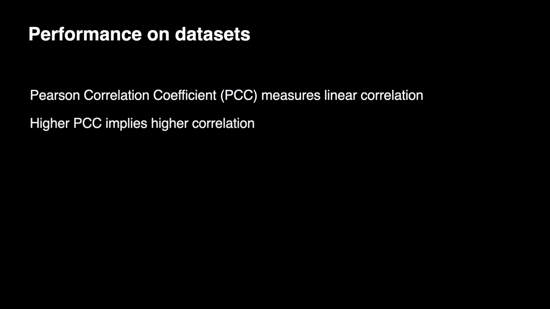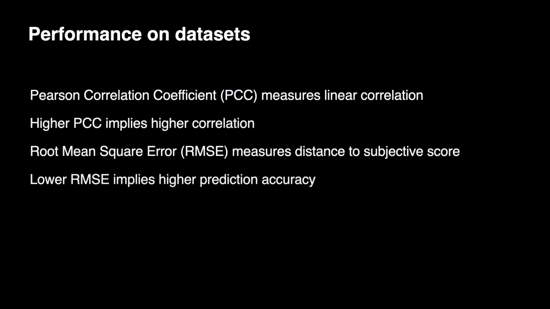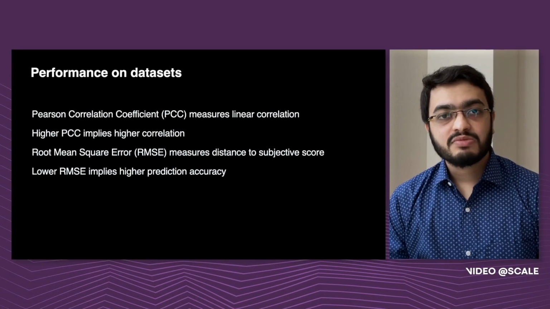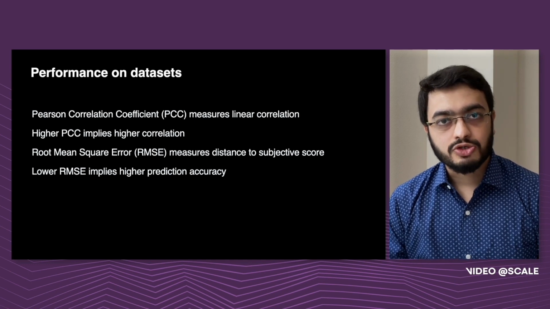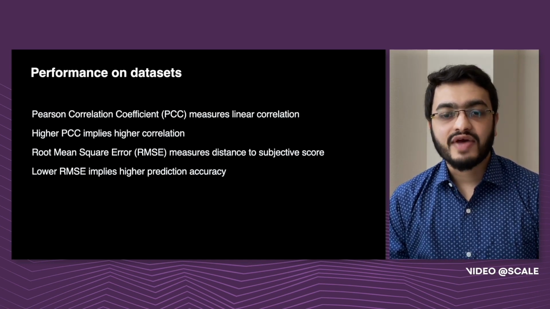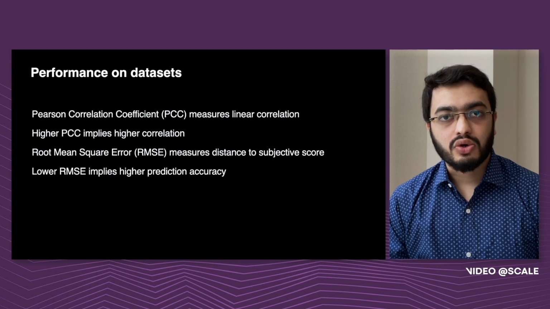And to measure performance of a video quality metric objectively, we make use of correlation and distance measures. Pearson correlation coefficient, or PCC in short, measures how well the predicted scores correlate with subjective scores. A higher PCC value implies better correlation. And RMSE measures how far off the predictions are from subjective scores. A lower RMSE value would imply higher prediction accuracy.